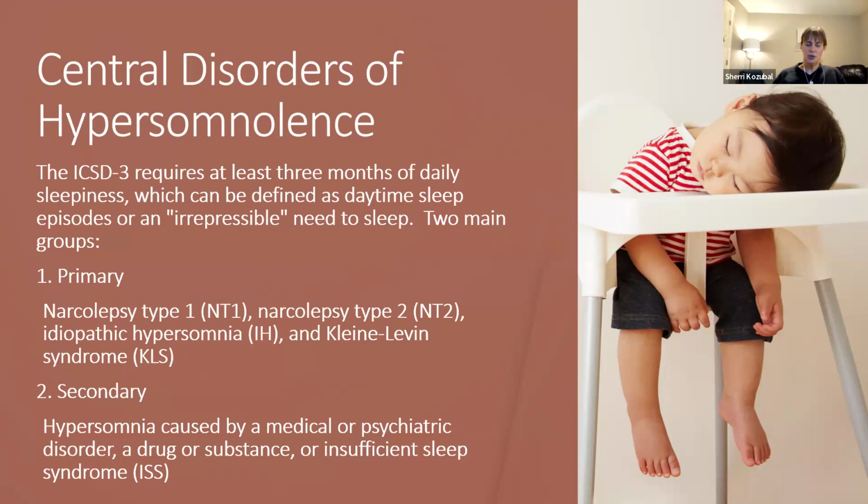And of course, there's 2 main groups here. They're primary, where we see the narcolepsy, the idiopathic folks, and then the Klein-Levin syndrome. And the secondary, we see hypersomnia that's caused by a medical or a psychiatric disorder. So it's secondary to these medical or psychiatric things. And then secondary to a drug or a substance, or of course, insufficient sleep syndrome.